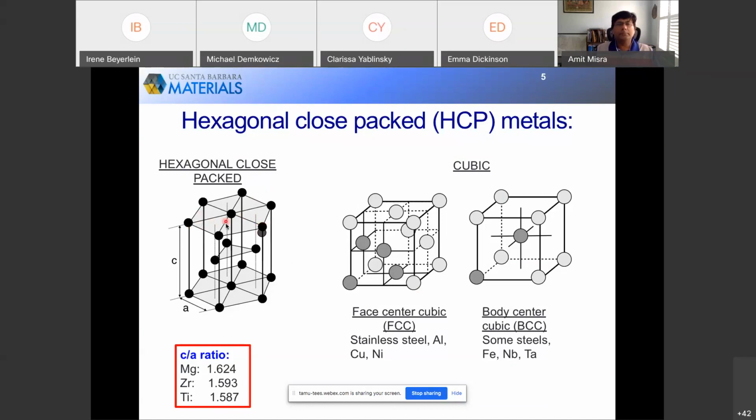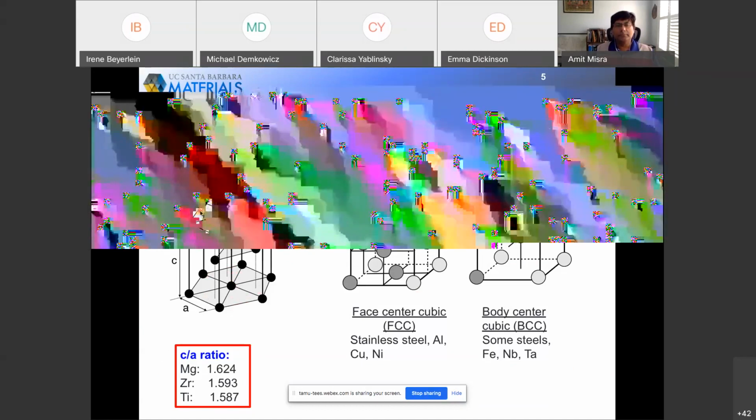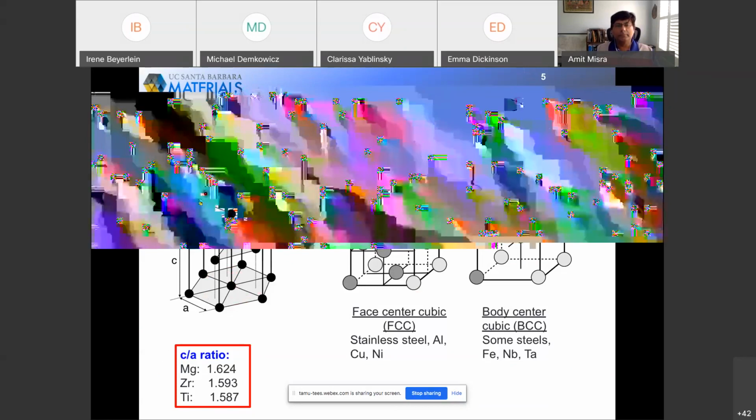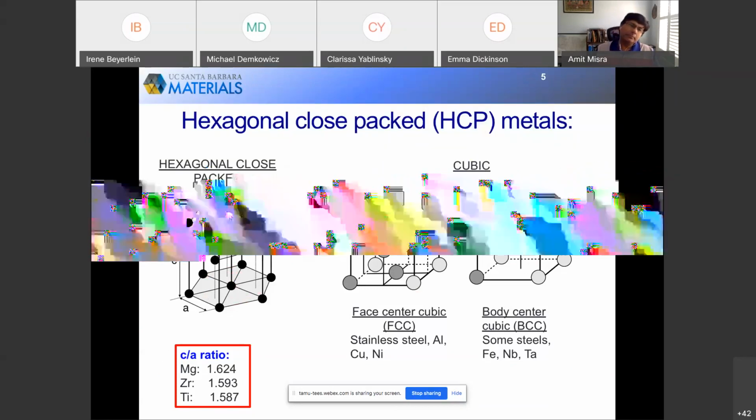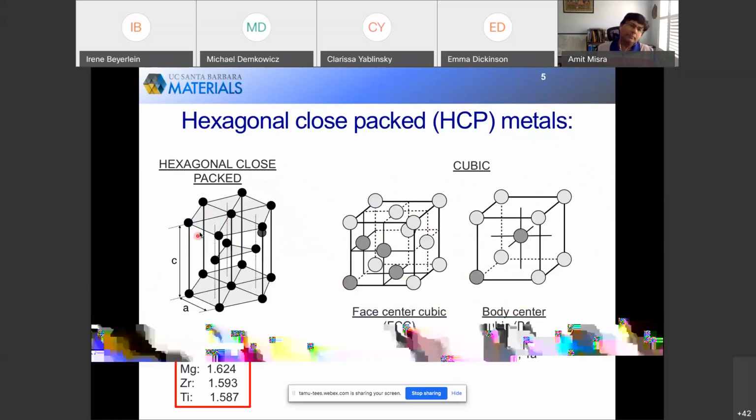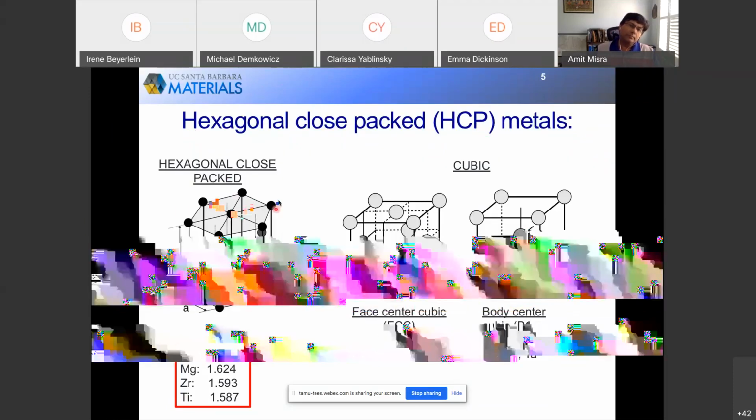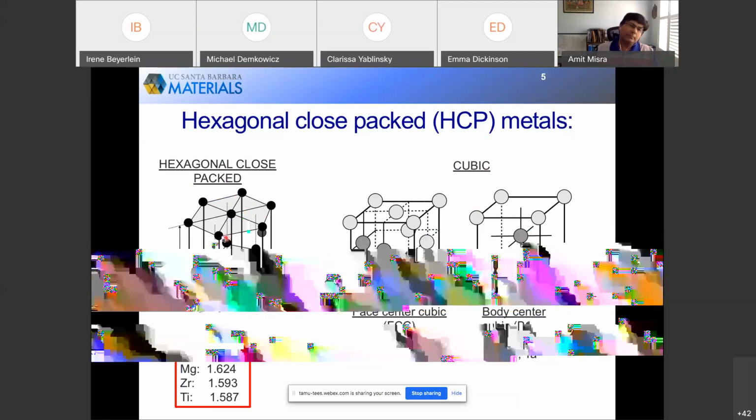So this is the close packed plane here. This is the crystal structure. We can see here this close packed plane of this atomic lattice. It has a hexagonal arrangement. The distance between the atoms is referred to as the A-axis or the A-dimensional lattice. So that's the lattice parameter within the close packed plane.